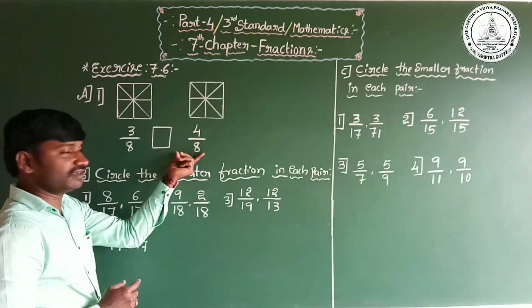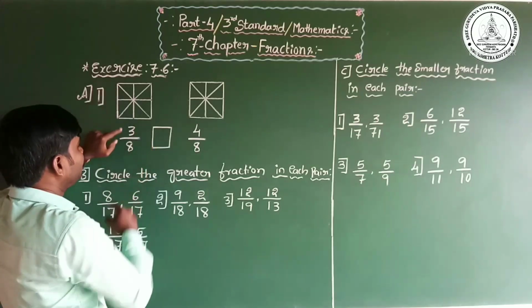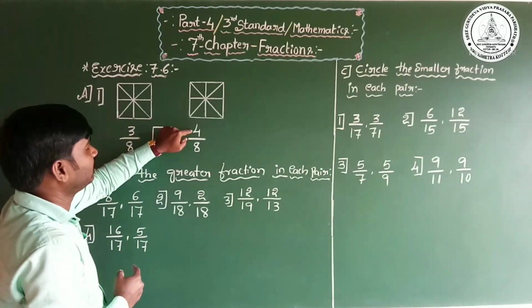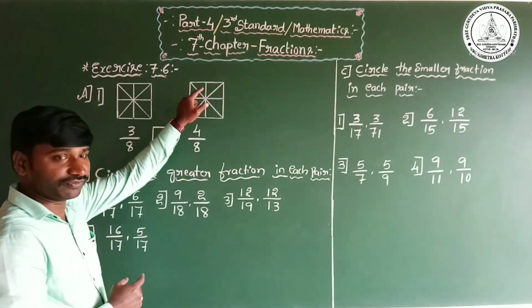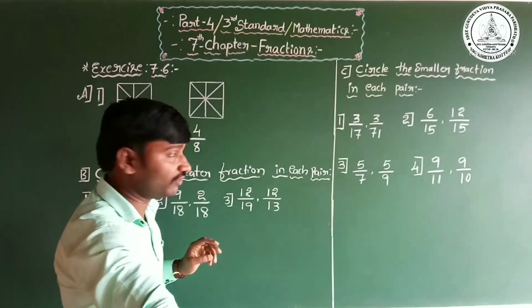Okay, the denominators are the same. Now you shade in this figure. You shade 3 parts because the given numerator is 3. In this one, the numerator is 4, so we need to shade 4 parts here. So shade now, dear student.